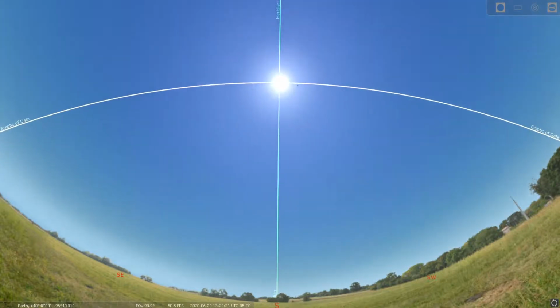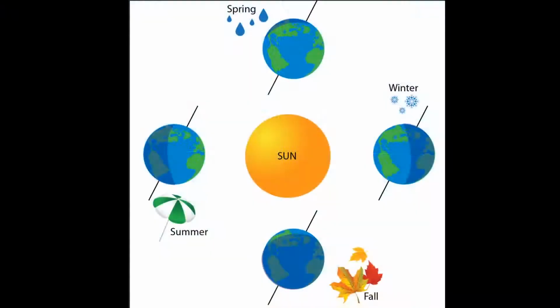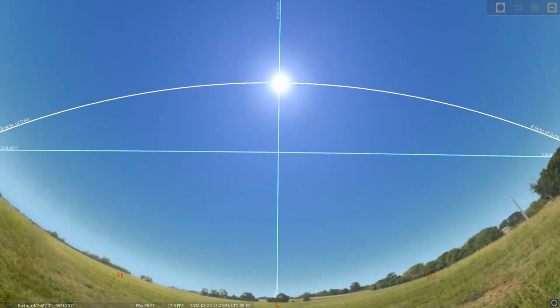One more line to introduce is called the celestial equator. If you remember from our Polaris video, the celestial equator is just like the regular equator, only it's celestial. It's just extending our equator outward pretty much forever into space on something called the celestial sphere. And then we also have a north and south celestial pole. So when you see this equator here, it's referring to the celestial equator.